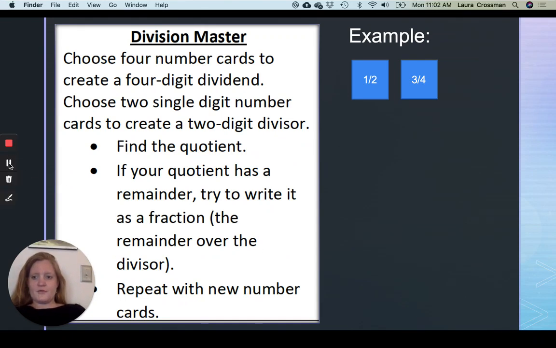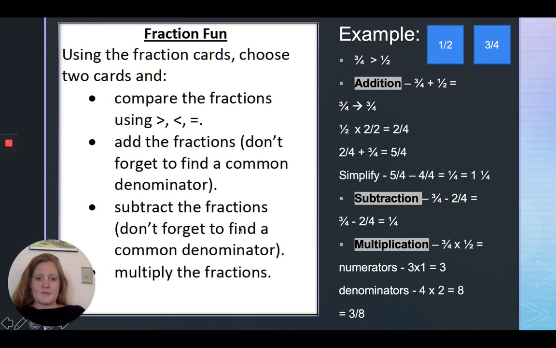Sorry, that popped onto another page for a second. So we end up with 1/4.